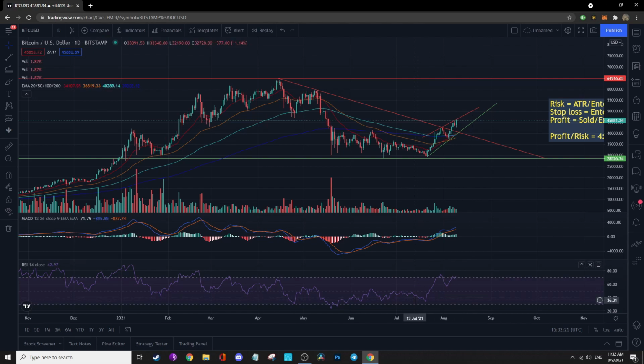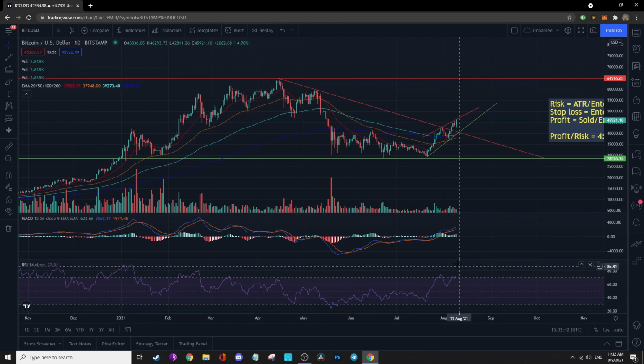So the RSI here is the relative strength index. What this is showing you is whether the asset is overbought or oversold. It's going to do this by putting you on a scale from 0 to 100, with anything from 70 to 100 being overbought and anything from 30 and below being oversold.